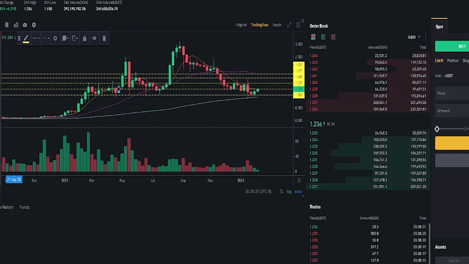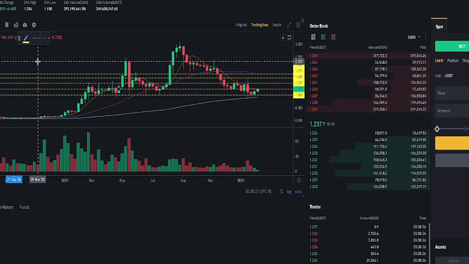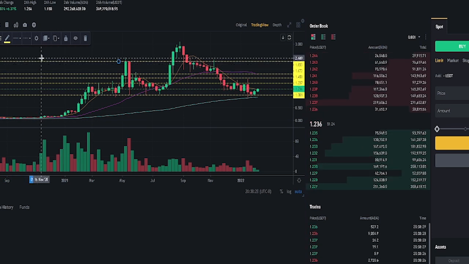The resistance area, once it's broken, becomes support. Vice versa, the support area, once it's broken, becomes resistance.